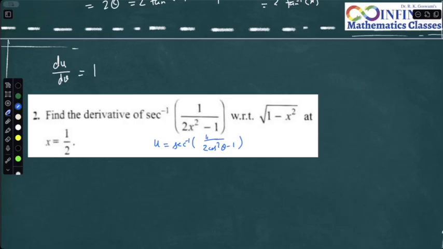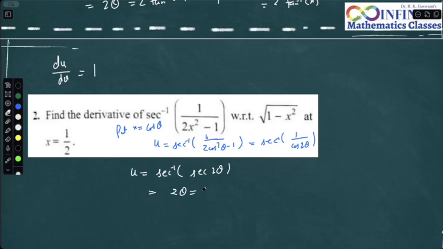I'm back. Okay. So what I have substituted, I put x equals cos theta. And like you told me, this is going to be secant inverse of 1 over cos 2 theta. 1 over cos 2 theta is going to be secant 2 theta. Secant inverse will cancel out the secant. You will be having 2 theta, that is 2 cos inverse theta there.